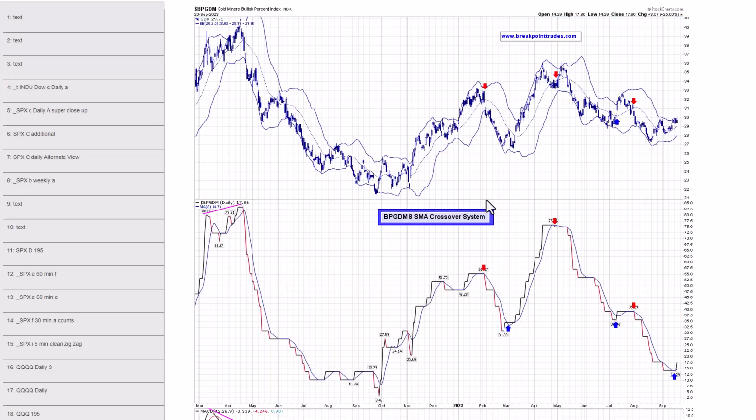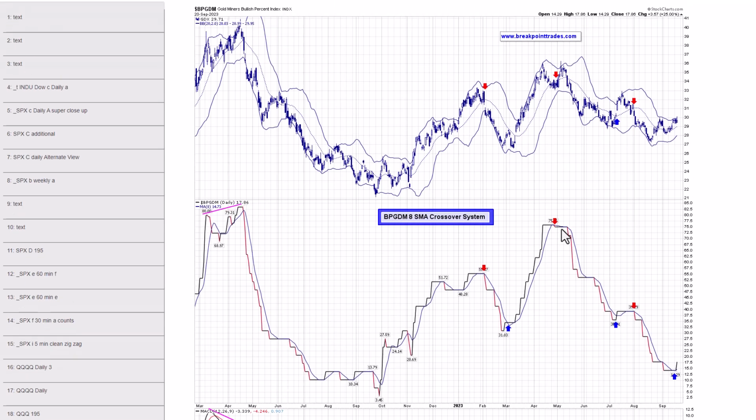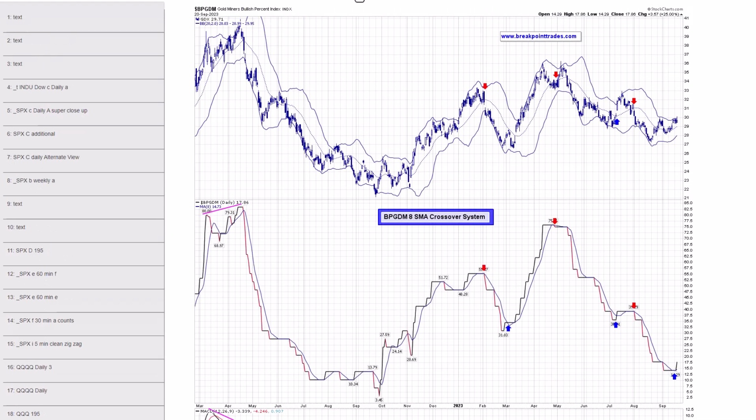Next, chart 68, the BPGDM system actually went on a buy signal today. It finally closed above its 8-day moving average. You can see the last signals: the sell signal in late April was excellent. It gave a quick buy signal in early July, but then exited in early August. And it's now back on a buy signal, coming from an oversold condition down here, below 15%.